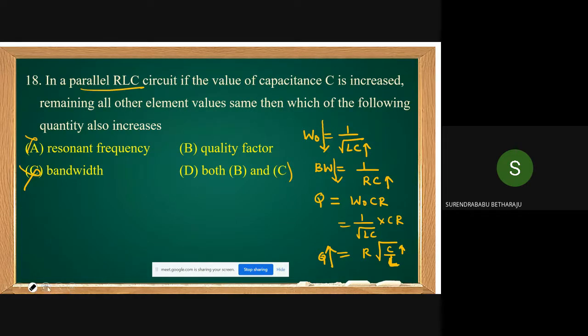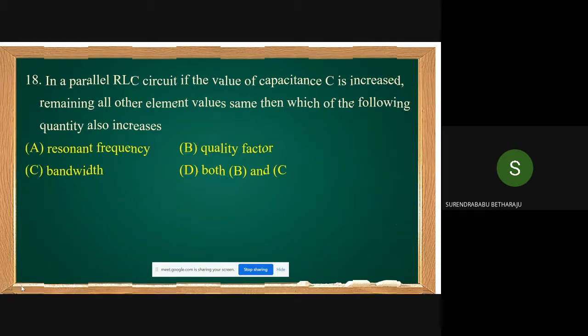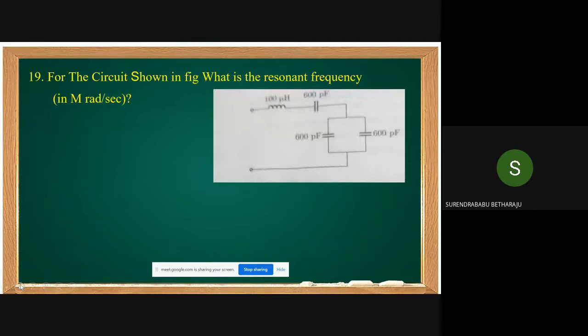Okay. Then if C increases, which quantity increases, students? Only the quality factor increases, keeping other parameters the same.